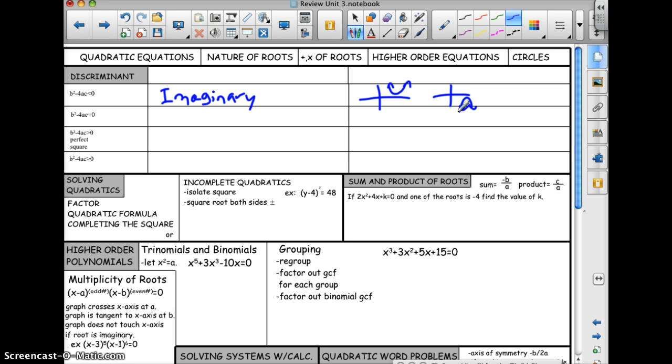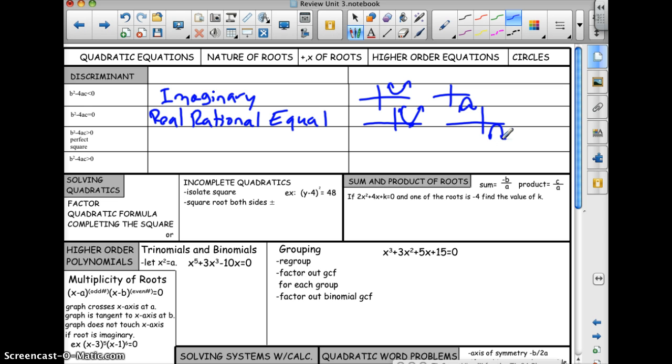All right, if b squared minus 4ac equals 0, then I have real, rational, and equal roots. This is the case where I have one root. If they're equal to each other, then there's one distinct root. What this looks like is it comes down and it just is tangent to the x-axis. It hits it at exactly one point like that.